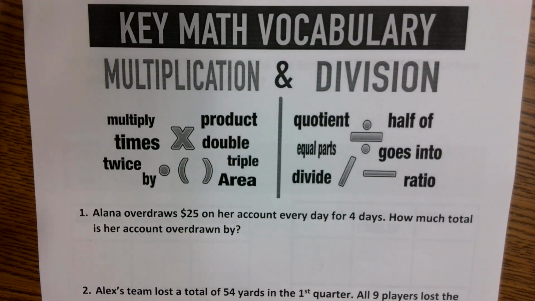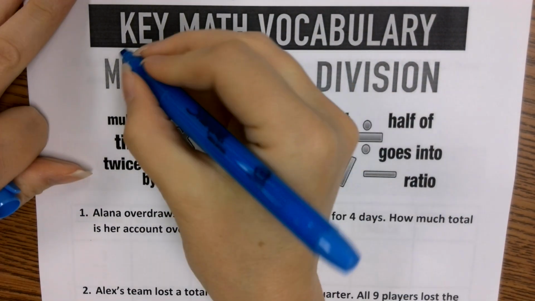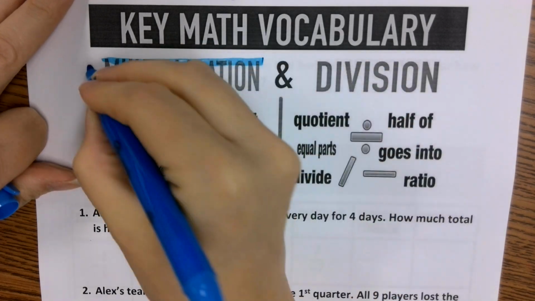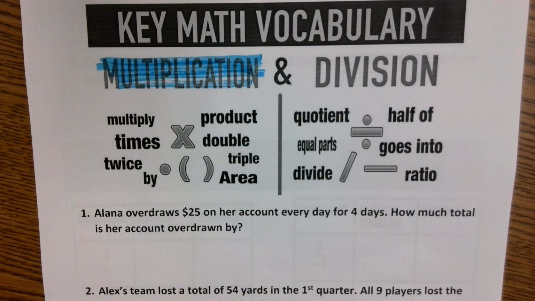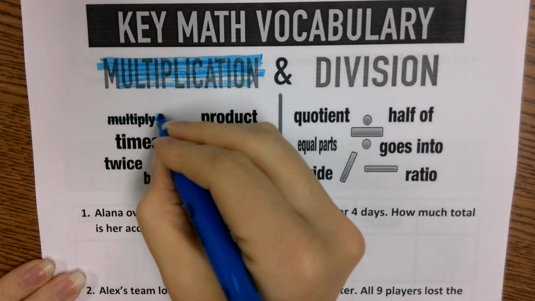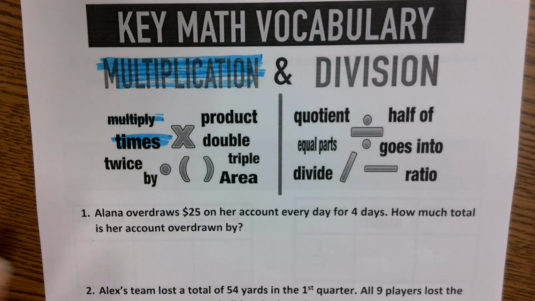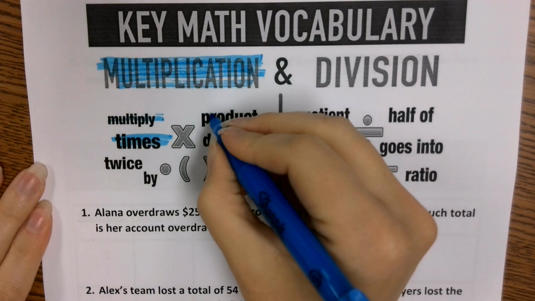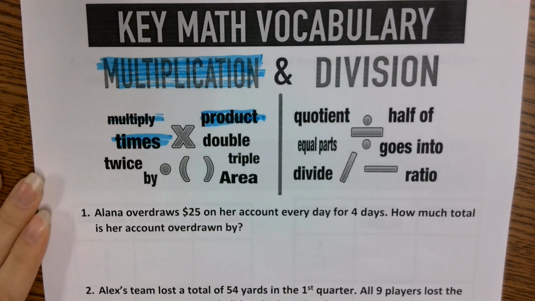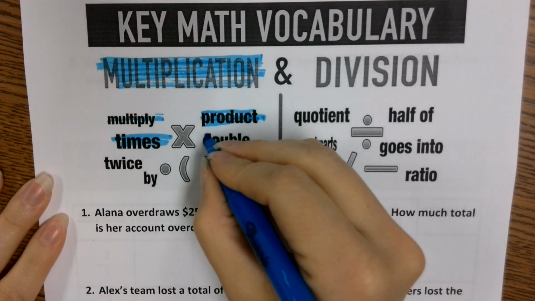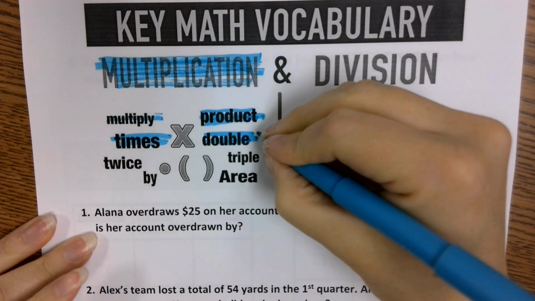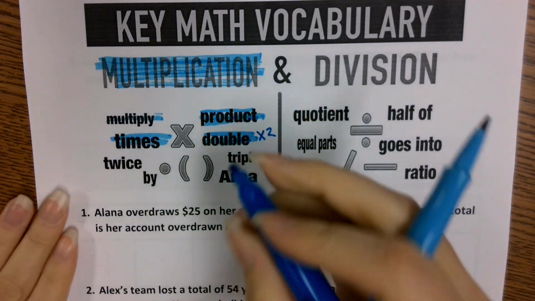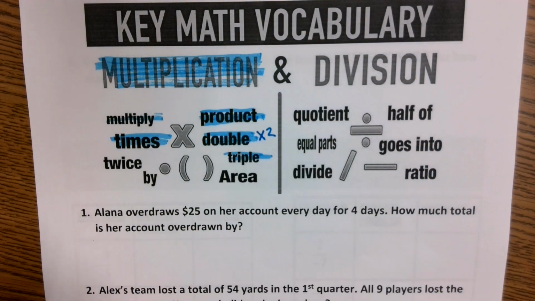So for multiplication, you've got a bunch of phrases that can represent a multiplication problem. Obviously, multiply and times, those are ones that you've heard quite often. Product, you've probably heard. If I say I'm doubling something, what am I multiplying by? If I'm going to double it, what am I multiplying by? By 2.